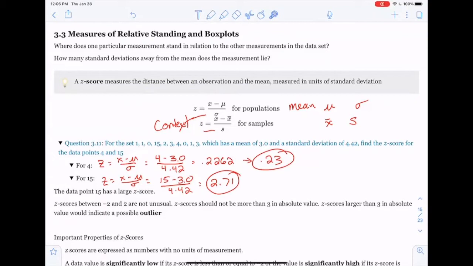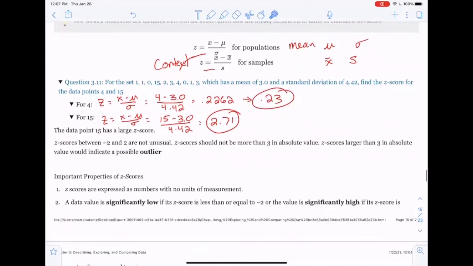And so we can see that this data point for 15 has a large z-score. The z-score tells us the relative distance between a data point and the mean, measured in units of standard deviation. In the previous section, we were looking at significant values, and the z-score is one thing that helps tell us significant values. That measurement was 2 standard deviations. So a z-score between -2 and 2, which is within 2 standard deviations of the mean, is not significant. Those are usual. But a z-score that's more than 2 or more than 3, that's where we start to think about outliers. So let's look at some important properties of standard deviations and z-scores.